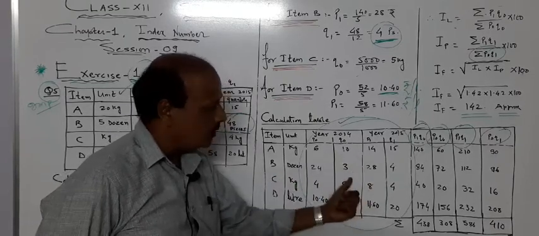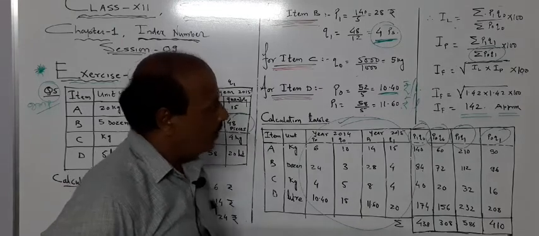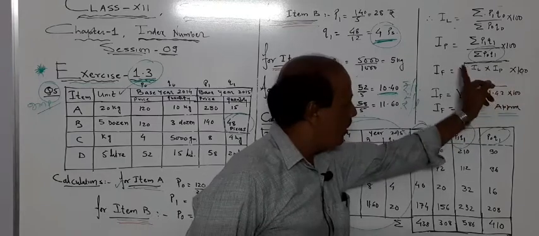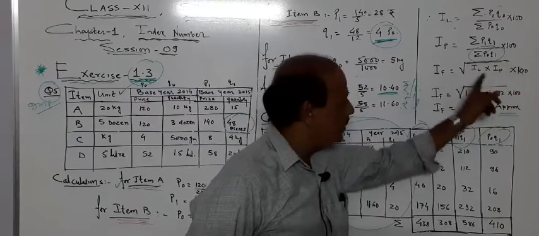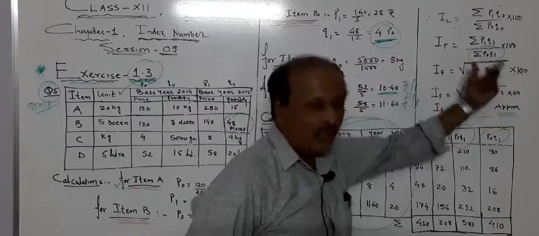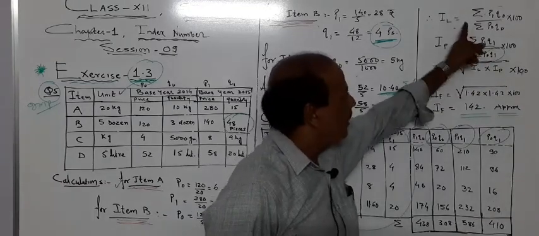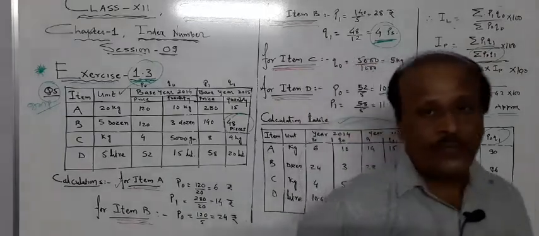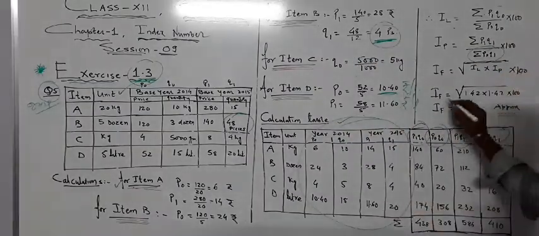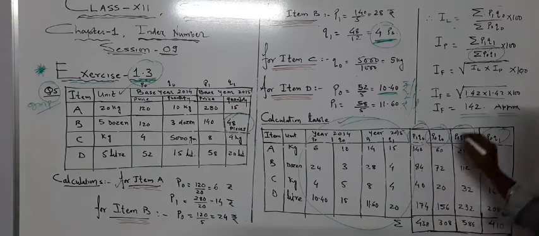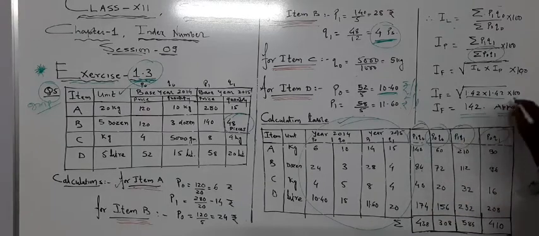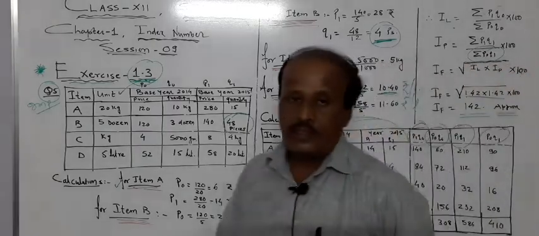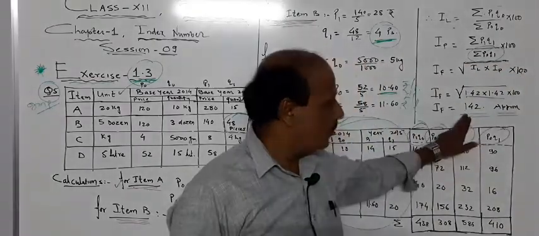Practice this type of question in the example also. Then after getting IL and IP, put them inside this root, since it is a geometric mean. Roughly I calculated IL comes around 1.42, and IP in this case also comes 1.42. Find its root. Since it's a 2 times, it will be 1.42 only, multiplied by 100. So the approximate value of IF is near about 142.